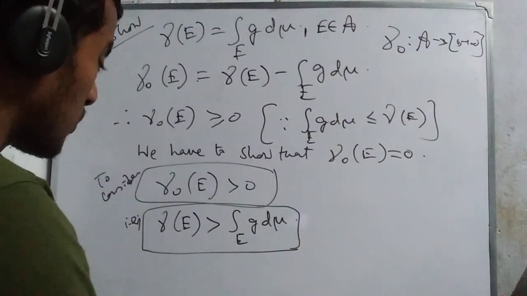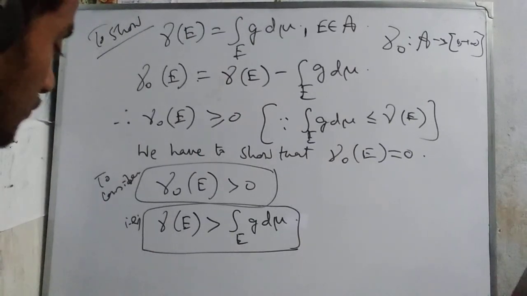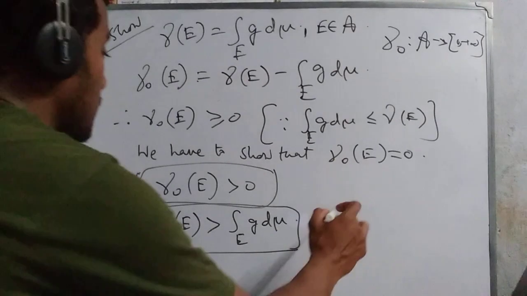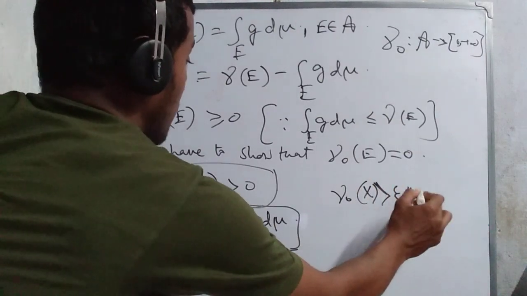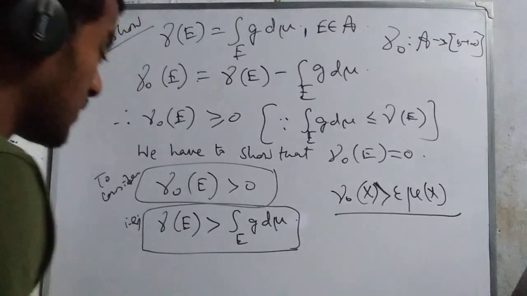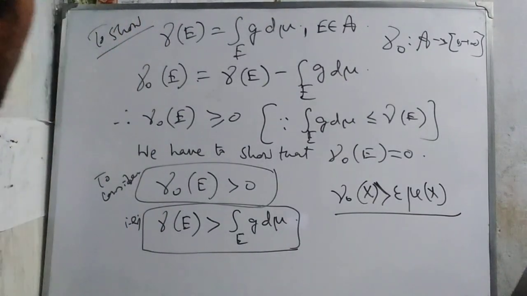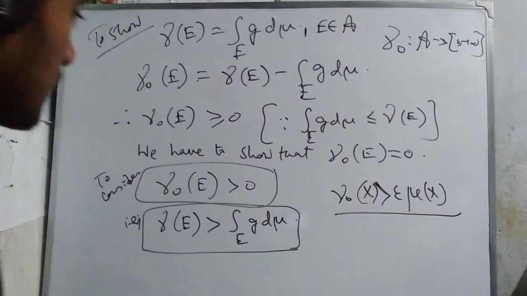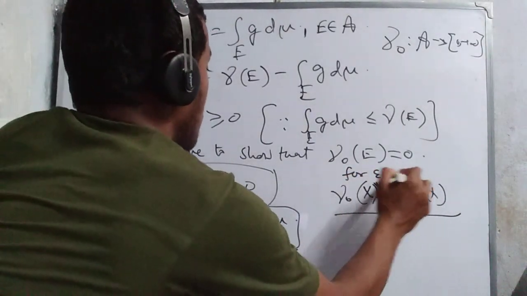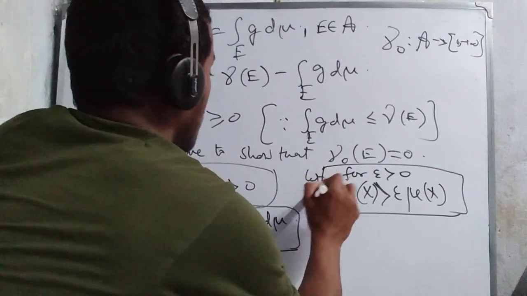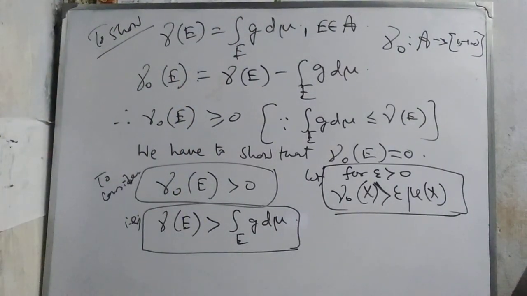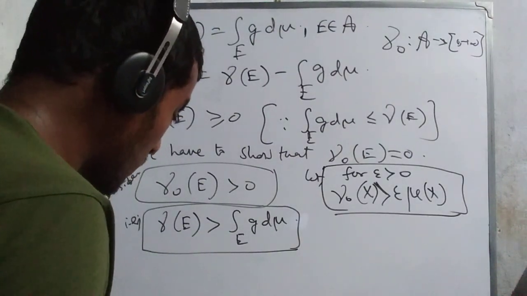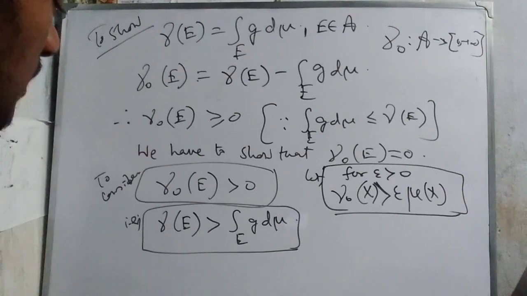That means gamma 0 of X is greater than epsilon times mu of X, for some epsilon greater than 0, which we construct. Then since gamma 0 of X is greater than 0 and mu is finite, this happens.